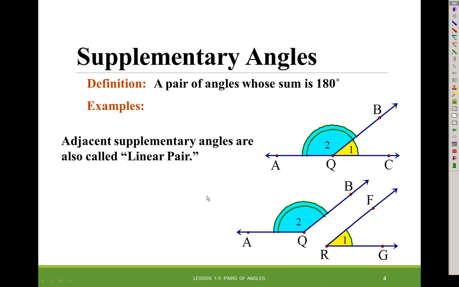But they don't have to be adjacent. They could be some other way, not touching. If the measure of angle 1 is 40 and the measure of angle 2 is 140 degrees, those add up to 180. So they're supplementary. But if they are adjacent, we call them a linear pair.